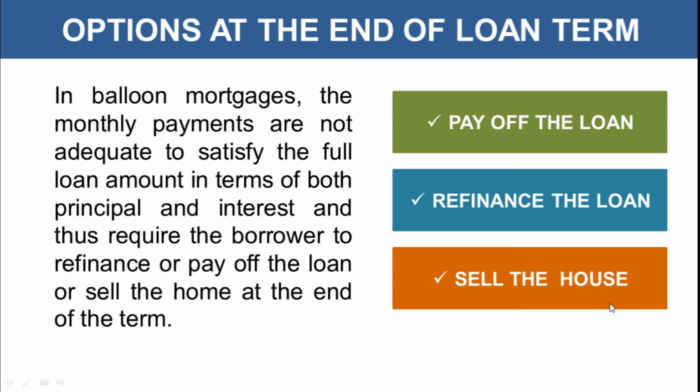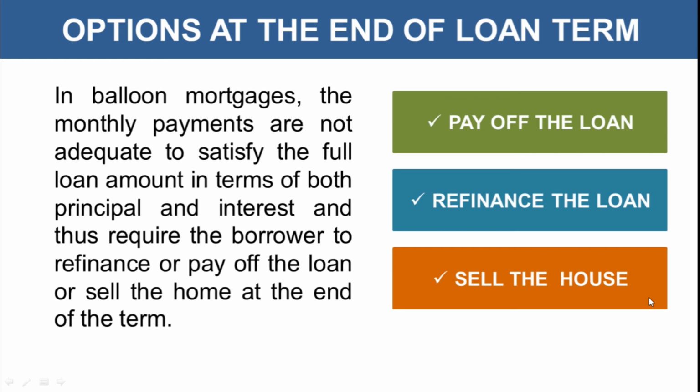Now, the third option is selling the house. If again you think that you are not able to make the balloon payment, you would not be able to pay off your loan, and you don't want to refinance your loan or restructure it to again continue making EMI payments over months, you can decide to sell the house. Now, selling the house you should do before your balloon payment time period comes. So before that, if you are able to sell your house and generate some cash flows, you will be able to make the balloon payment.